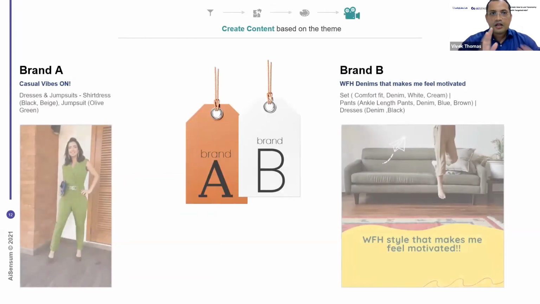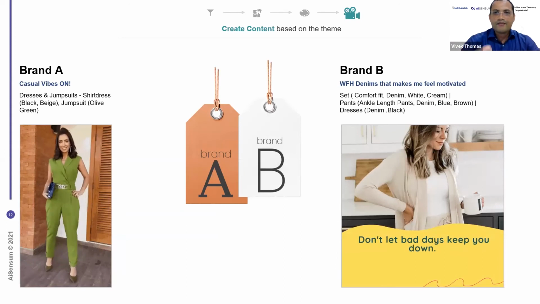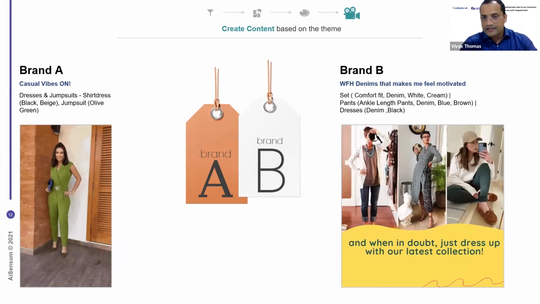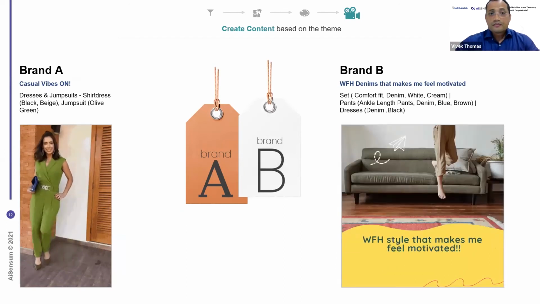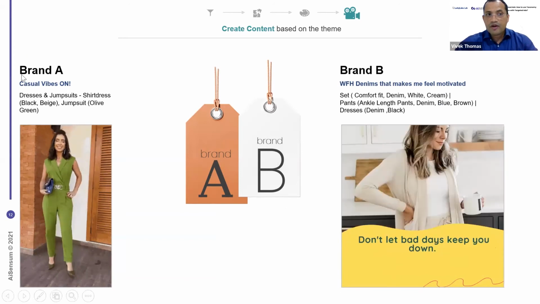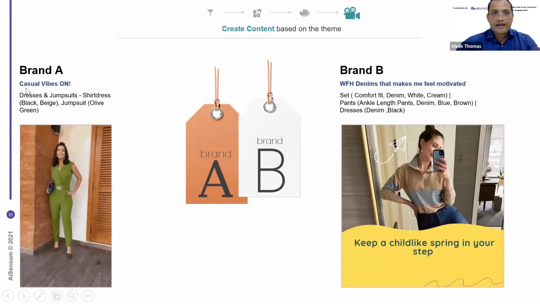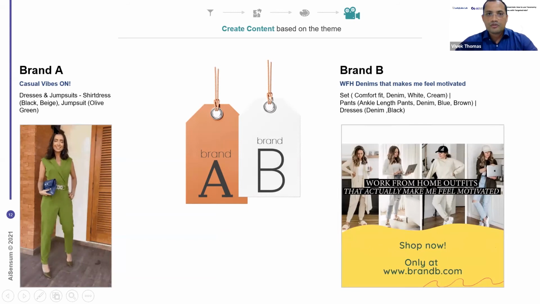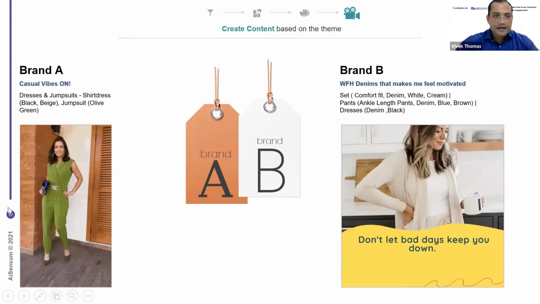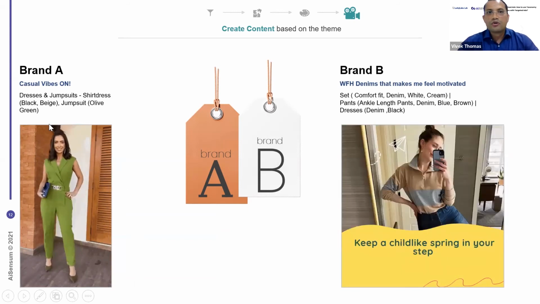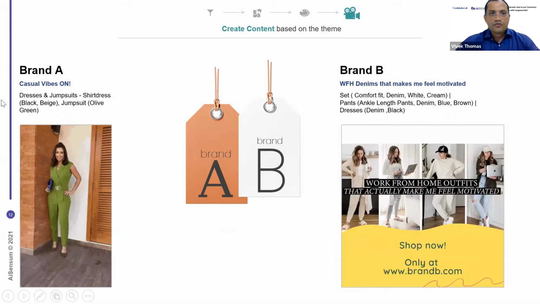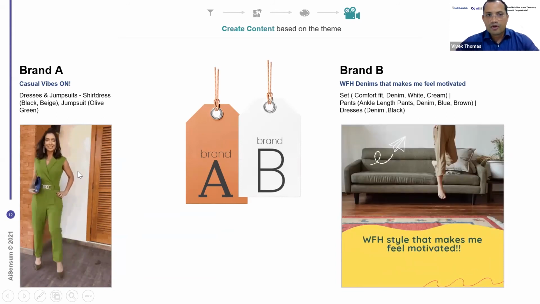Okay, now let's look at what the creative director did. Now, again, these are all fake examples. Remember casual vibes on? So the creative director has taken the inputs that have been given and has created this kind of an ad which they want to load on Facebook. Okay, so you've said casual vibes on. Okay, I'm going to create this ad.